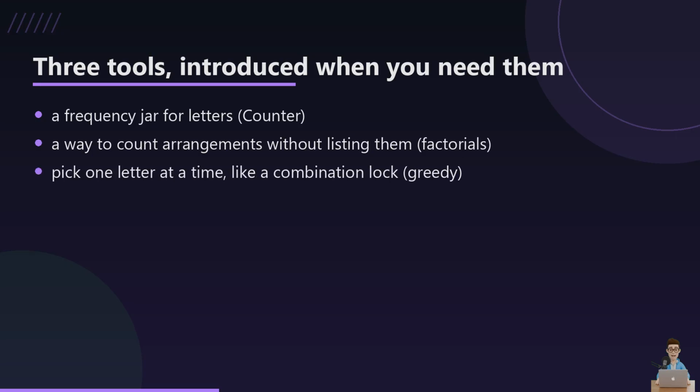A frequency jar counts each letter. Factorials count arrangements without ever generating them. And greedy picking chooses one letter at a time, like cracking a combination lock digit by digit.